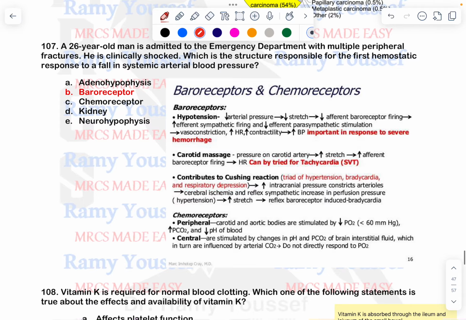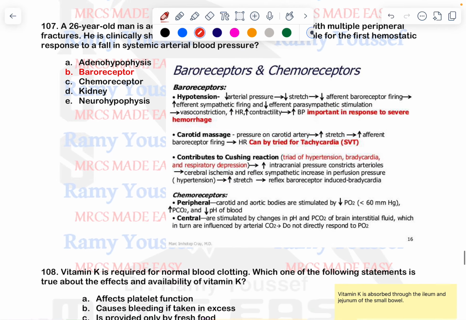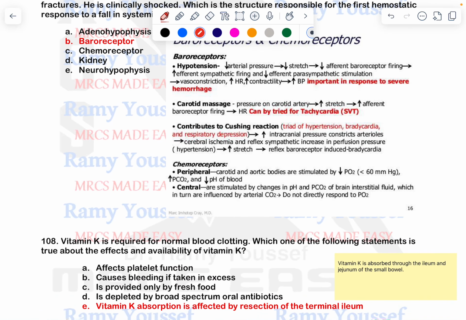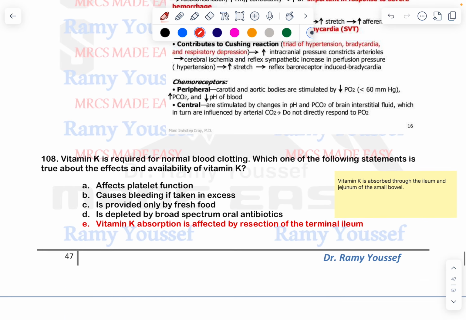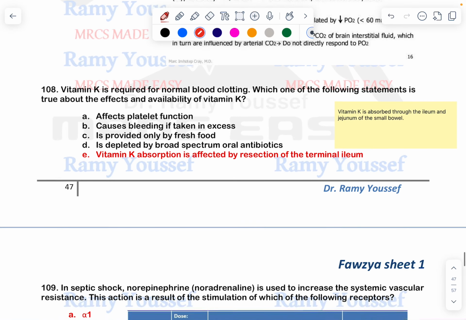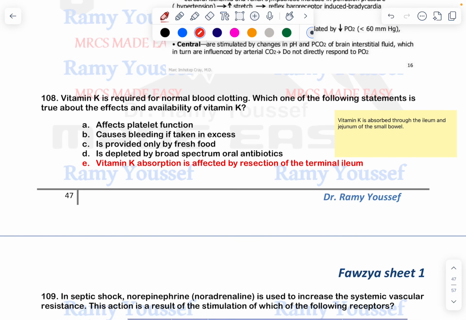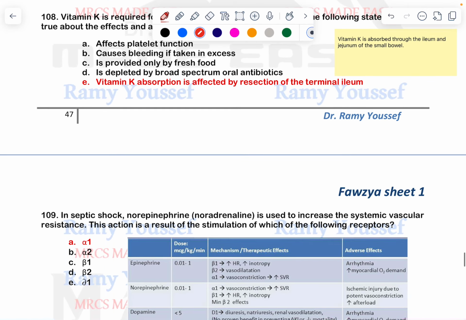Vitamin K is required for normal clotting. Which one of the following statements is true about the availability of vitamin K? Absorption is affected by resection of the terminal ileum. Important, terminal ileum. In septic shock, epinephrine increases systemic vascular resistance as a result of stimulation of alpha 1 receptors on the vessels.